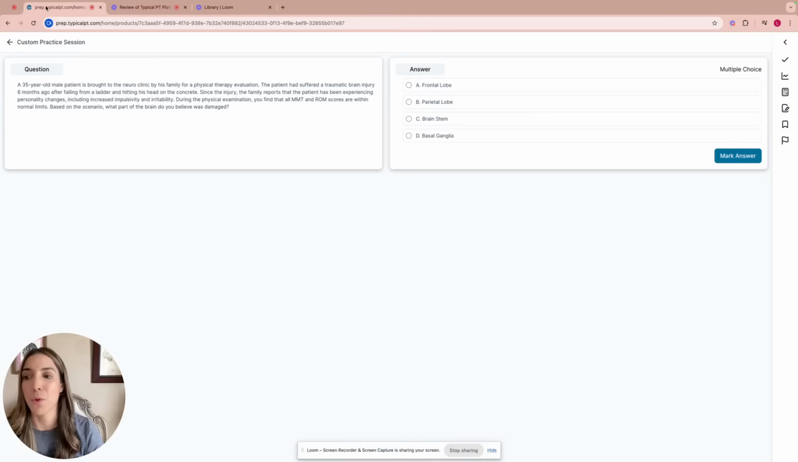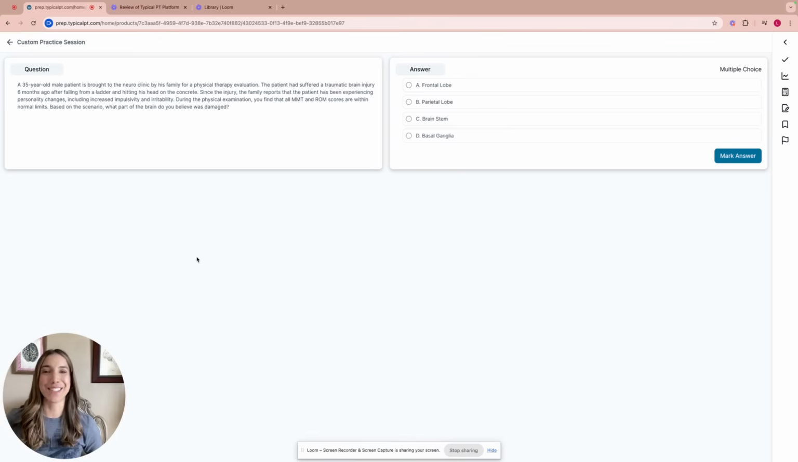So question number one. This is all about examination. We're going to talk about neuro exam, okay? A 35-year-old male patient is brought to the neuro clinic by his family for a physical therapy eval. The patient has suffered a traumatic brain injury 6 months ago after falling from a ladder and hitting his head on the concrete. Since the injury, the family reports that the patient has been experiencing personality changes, including increased impulsivity and irritability. During the PT exam, you find that all MMT and range of motion scores are within normal limits. Based on the scenario, what part of the brain do you believe was damaged?